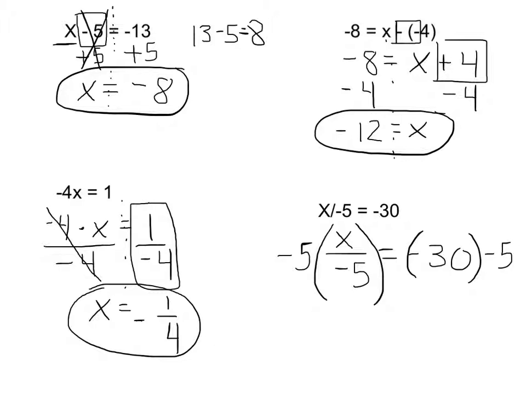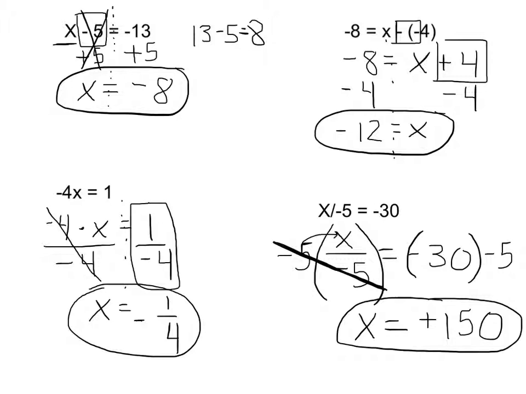Now, I'm taking this x, I'm dividing, and I'm multiplying. Please don't try and do this and tell me this is negative 5x. These cancel each other out because you're dividing and you're multiplying. Since you're doing the inverse operation, you end up back where you started, which in this case is x. Now I have 30 times 5, which is 150. A negative times a negative is a positive. So my answer in this case ends up being positive 150.